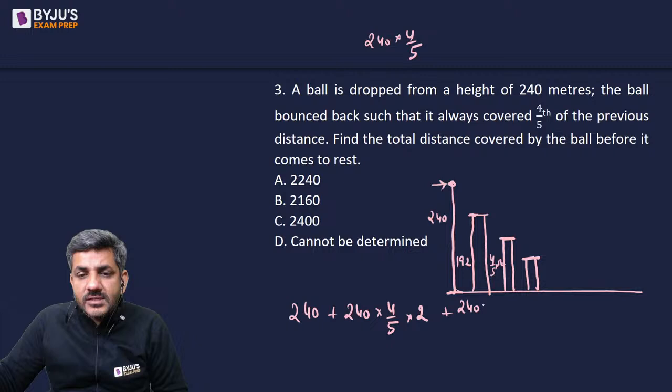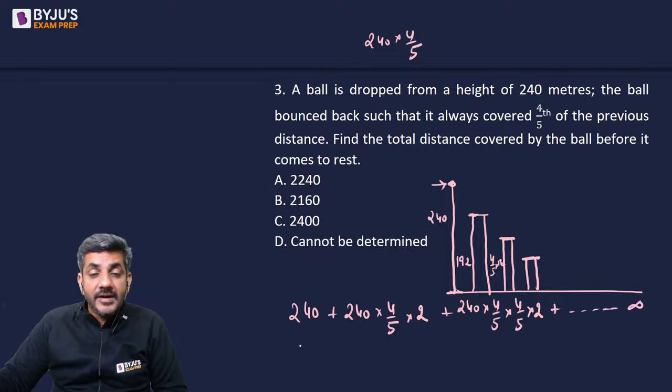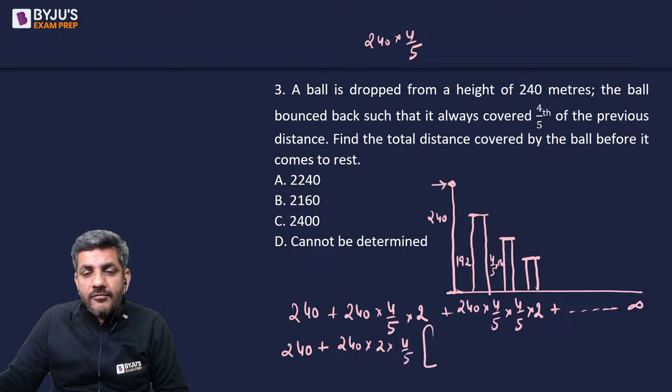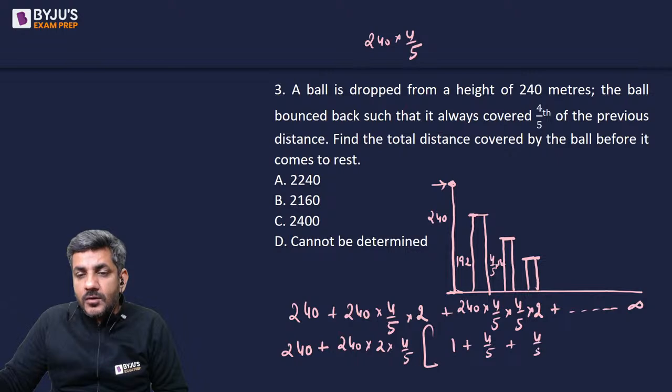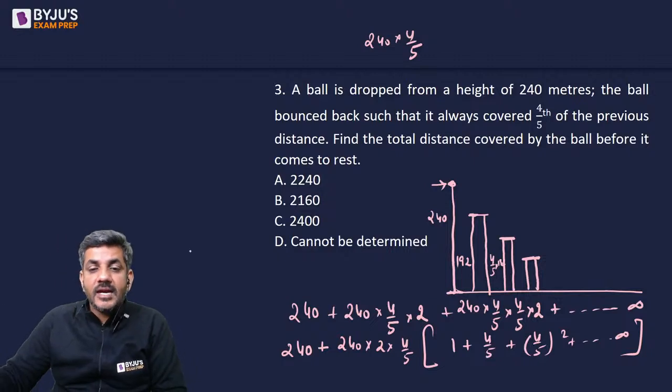Next time it covers 4/5 again, and that is covered twice, and that way it will go up to infinity. Now this 240 is alone. After that, if I just take 240 and 2 and 4/5 common from all the terms, I get 1 plus 4/5 plus (4/5) square up to infinity. It's an infinite GP series.